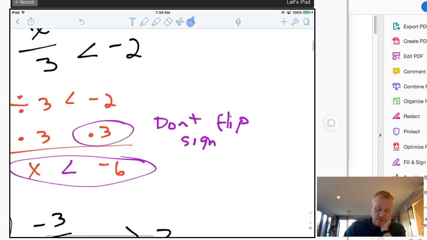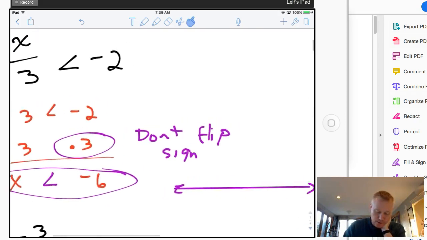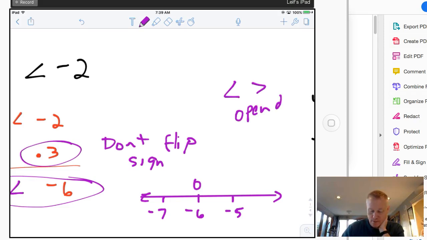Now, if they asked me to graph my solution, I go to a number line over here, and less than negative 6: here's negative 6, here's negative 5, here's negative 7. So it's an open dot, because when it's one of these, it's an open dot. If it's got the line underneath it, it's a solid dot. So this is an open dot.